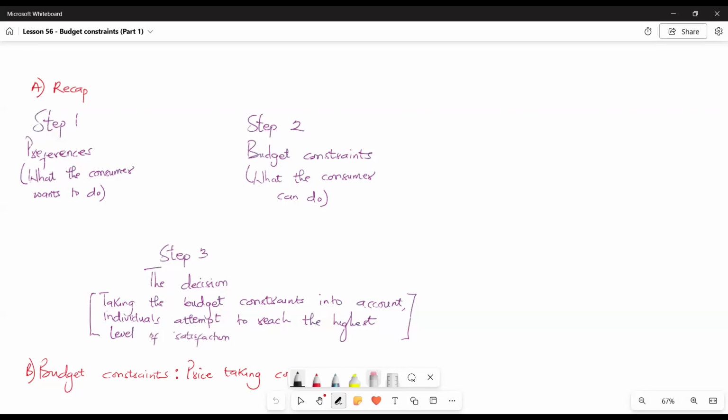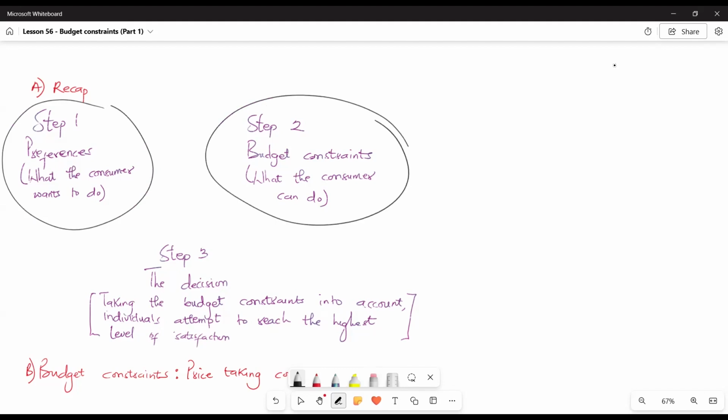Now recall that when we started our lesson on consumer choice, we mentioned that the consumer's decision depends on various steps. The first step had to do with the consumer's preference, and we have talked extensively about this, where we considered the consumer's preferences, the indifference curve, and the utility. Now we'll be moving on to step two, which is the budget constraint, which is what the consumer can do given their income and the prices that they face.